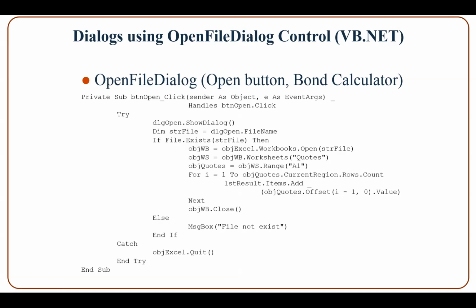The code for the open button is similar, except that now you show the open file dialog instead. And once the user selects a file, you get the file name from the FileName property of the dialog and store it in a variable strFile. And you check if the file really exists. If it does, then you open the file using that variable. The rest of the code is the same as the previous example.